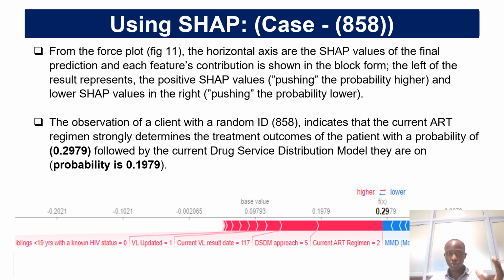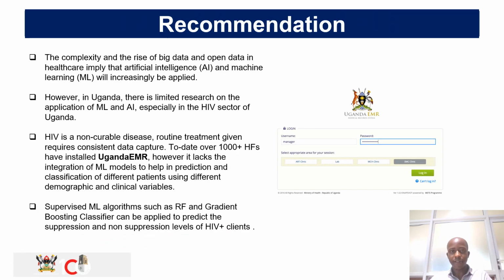So meaning that if health workers look into this, they are able to say that for this client, the current regimen will strongly determine the VL result, and also the DSDM approach, how this client picks up the drugs in the facility, the DSDM model used, will strongly affect the VL result. This means that health workers are able to come up with quality improvement strategies to really close this gap and ensure this patient achieves suppression at the end.